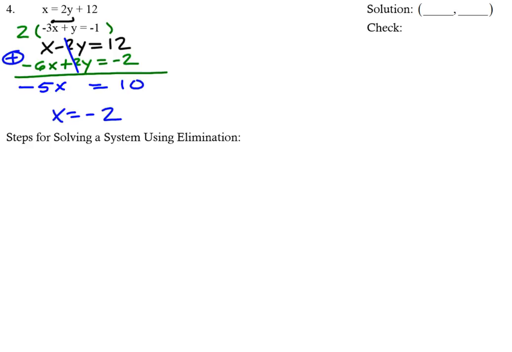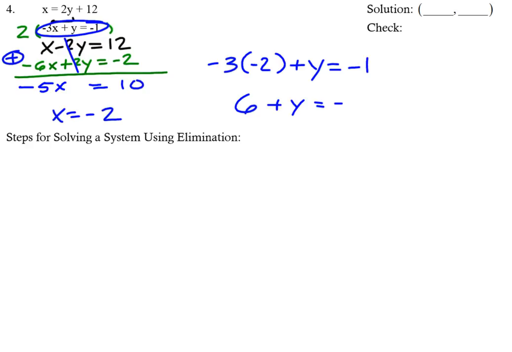So I'm going to go back to one of my equations. It doesn't matter which one, but I think this one is easiest, and fill in that x value. So I get 6 plus y equals negative 1. When I subtract 6 from both sides, I get y equals negative 7. So my answer is negative 2, negative 7.